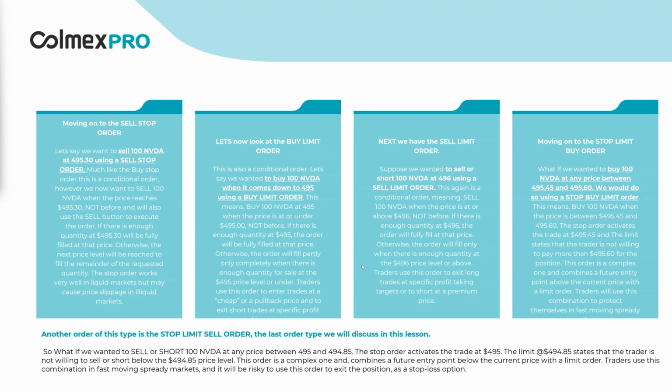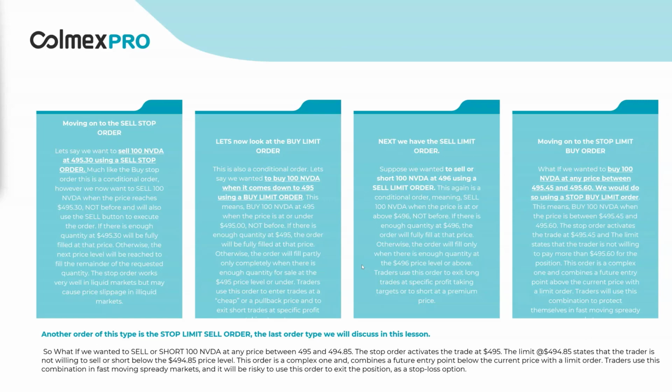This means that we want to buy 100 Nvidia when the price is between $495.45 and $495.60. The stop order activates the trade at $495.45, and the limit part of the order states that the trader is not willing to pay more than $495.60 for the position. This order is a complex one and combines a future entry point above the current price with a limit order as well. Traders will often use this combination to protect themselves in fast-moving and spready markets.